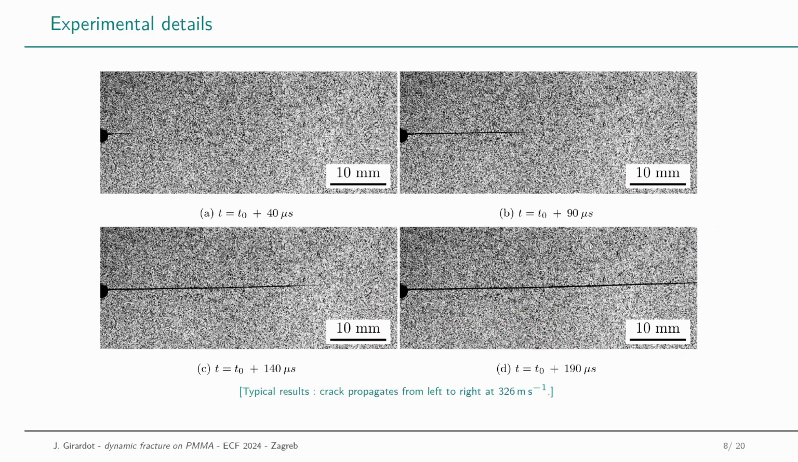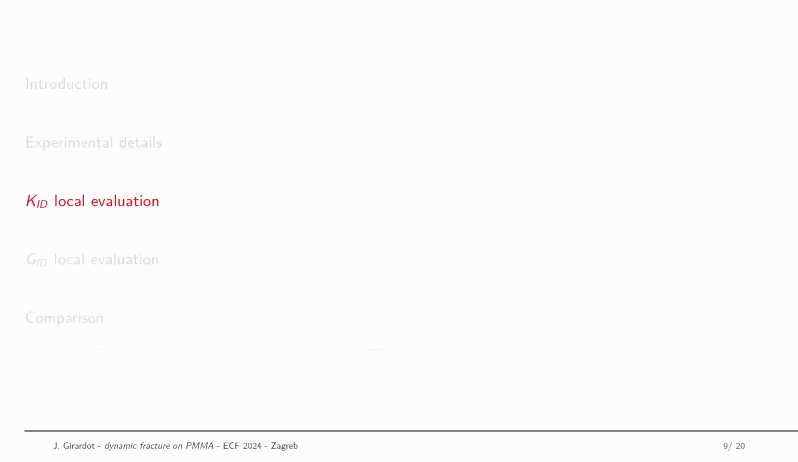So here is an example of the results we get. You have here the end of the notch. And then we get a very clear, very symmetric and non-bifurcating crack at high velocity. Here you see 4 pictures of a 326 meters per second crack propagation.